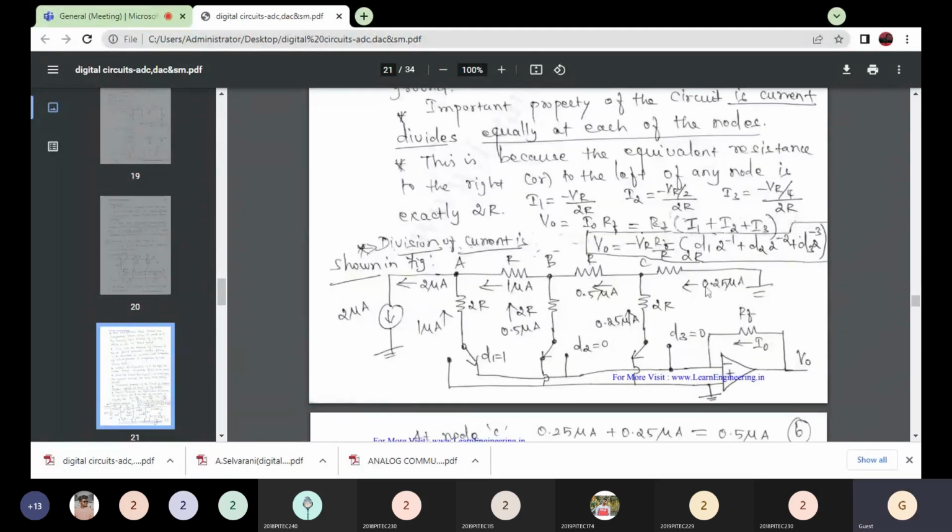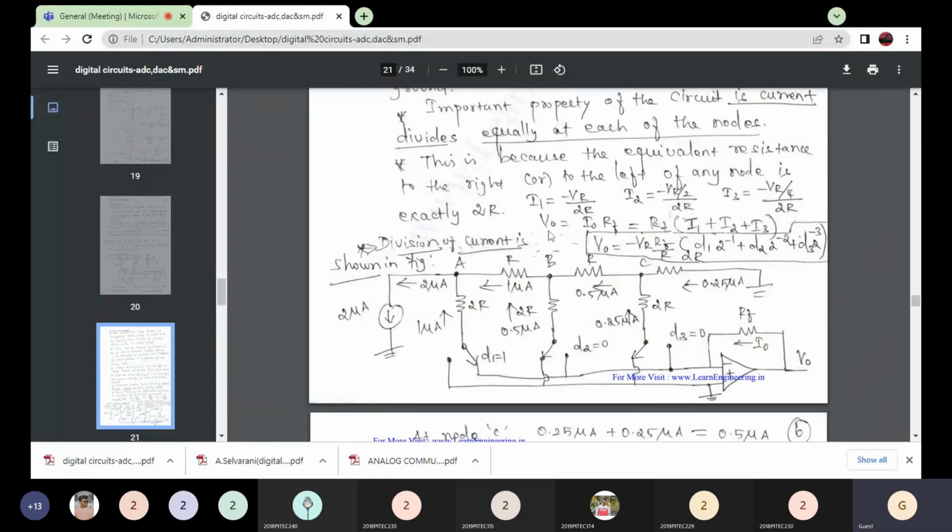Minus VR by... so the voltage at that node is also equally divided. So now we just write the current equation, right? I1, I2, I3 currents. These currents are constant, right? So I1 equals minus VR divided by 2R, I2 equals minus VR divided by 2 divided by 2R, and I3 equals minus VR divided by 4 divided by 2R.